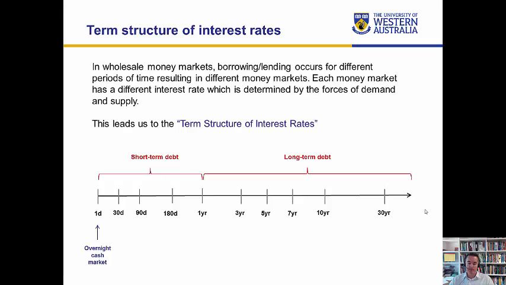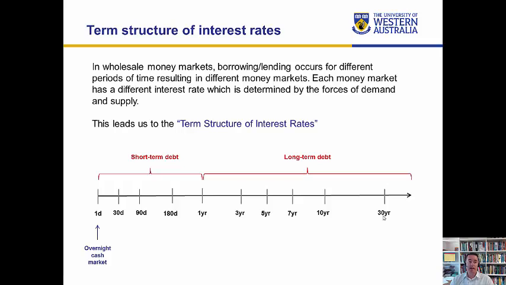That's a 100-year loan. Now, the one-day market, the market in which money is borrowed and loaned for 1 day, is called the overnight cash market. We're going to learn about that very, very soon. But just for now, I want you to appreciate that in financial markets, and we're talking about wholesale money markets here, borrowing and lending takes place for different periods of time depending upon how long lenders want to lend their money for and how long borrowers want to borrow money for.